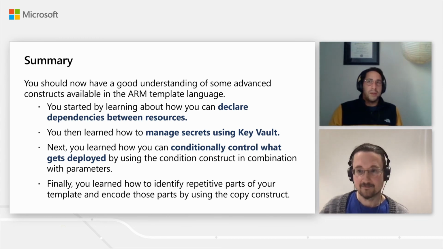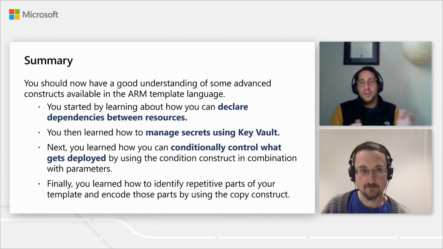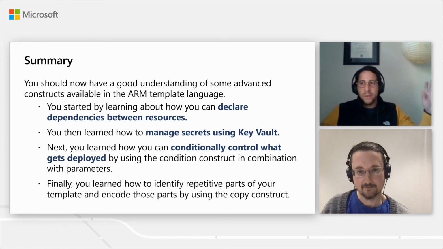We learned a little bit about how to conditionally control what gets deployed in a template by using the condition function in ARM templates. And lastly, we learned how to reduce redundant parts of our templates. How do we eliminate those and reduce the length of our template by using the copy construct? More importantly, I want to reiterate the benefits of ARM as well.